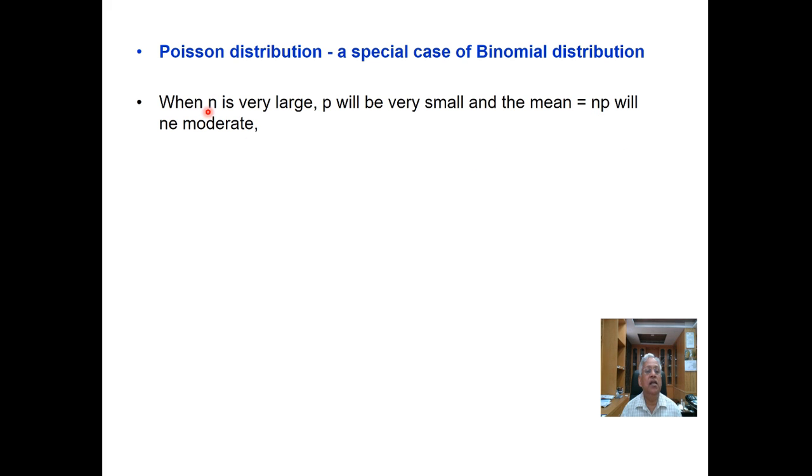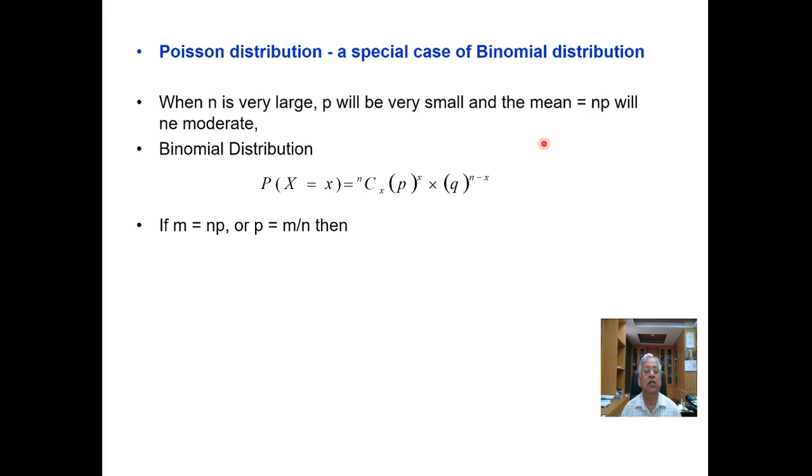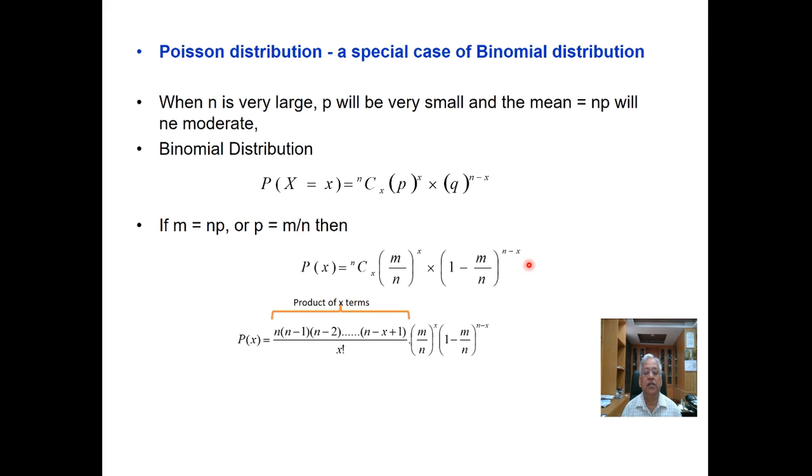Now, if N is very large, then P will be very small. The probability of success will be very small, and this mean NP will be just moderate. Now, binomial distribution is written like this: the probability of x is equal to NCx, p to the power x into q to the power n minus x. Now, if you take NP, that is the mean, equal to m, then in this equation, P can be written as m upon n. Then this equation becomes like this.